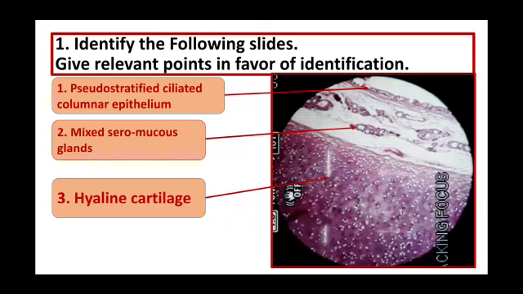So we can see in number 1, that is the pseudo-stratified ciliated columnar epithelium. We can see the mucous glands, that's the mixed glands we can see. And apart from that, the hyaline cartilage is seen. So try to identify this slide.